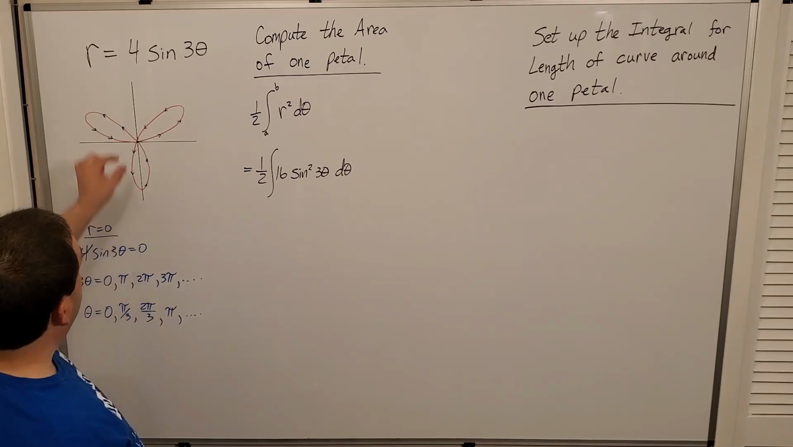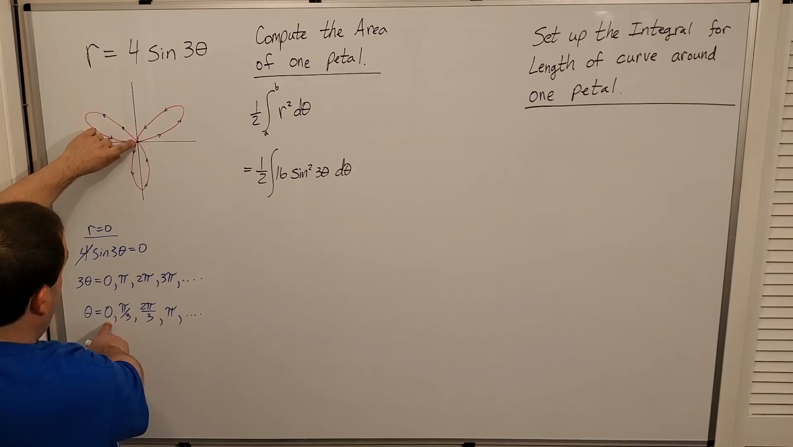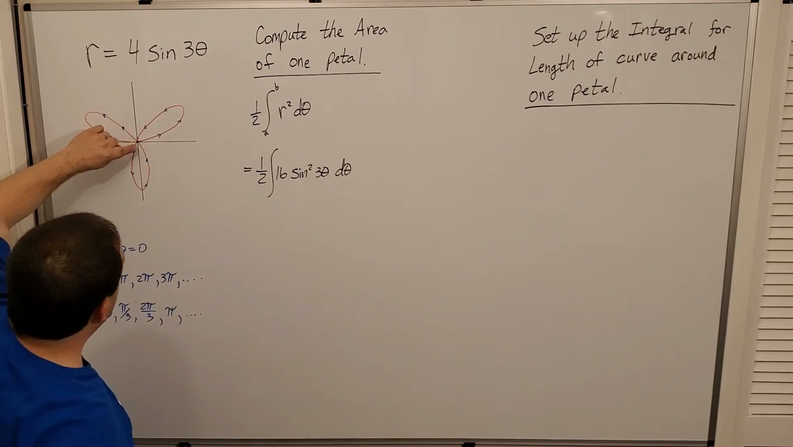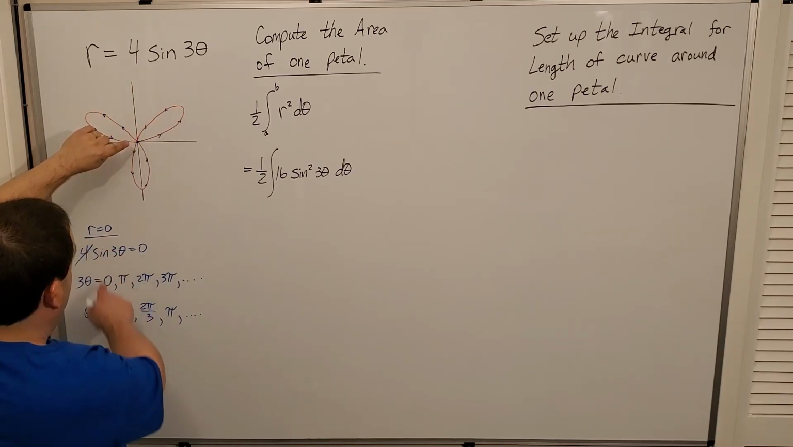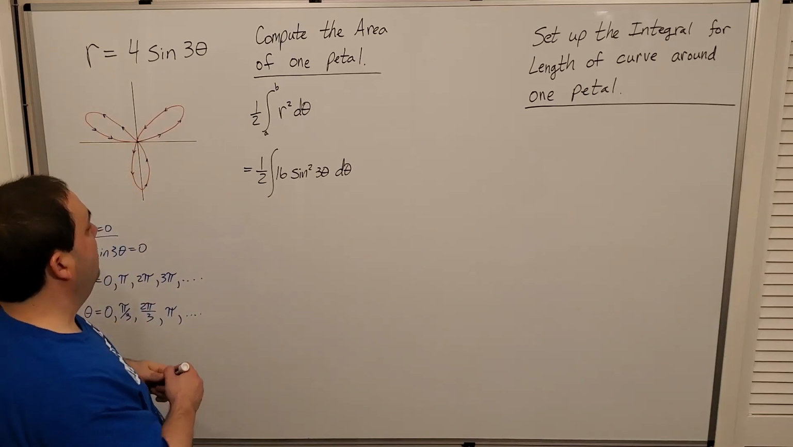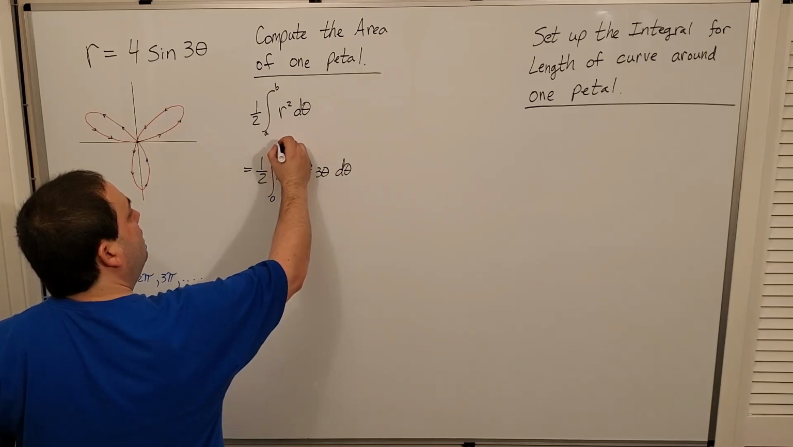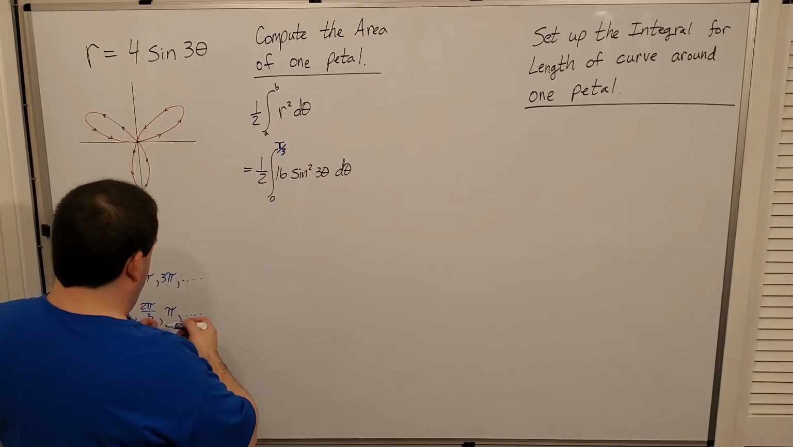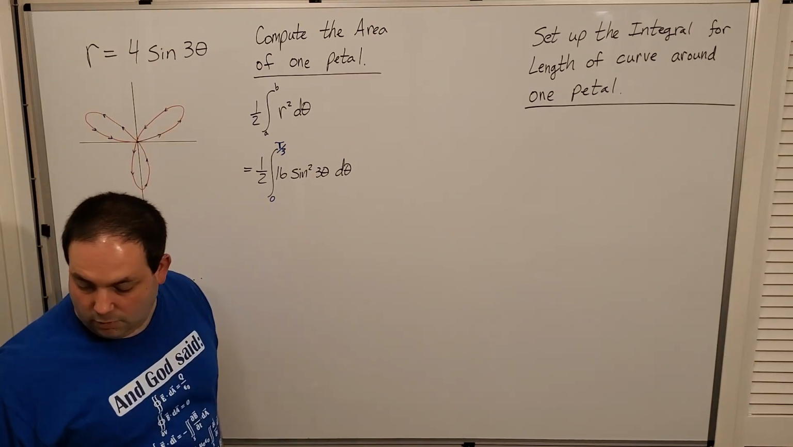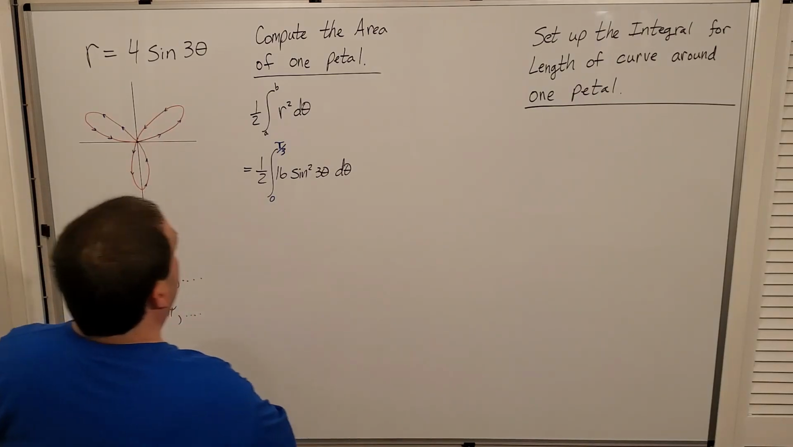And what I need to know is just the first petal. So it starts here at 0. And then when theta hits pi over 3, it has gone all the way around this petal and come back to the center again, because that's when r equals 0 again. Therefore, my bounds here are going to be when theta is 0 and theta is pi over 3. And then that's going to carry on for the length of the curve integral as well. Okay, so let's finish this guy up here.